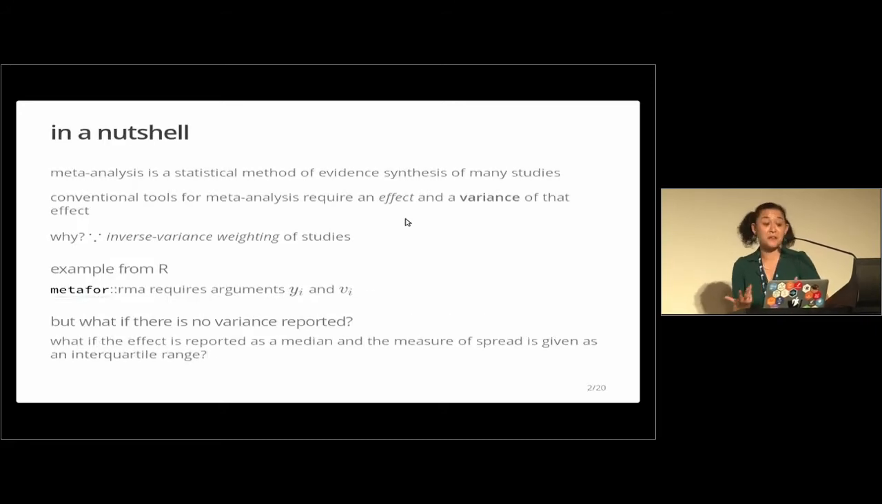So in a nutshell, what am I going to talk about? Meta-analysis is a statistical method of evidence synthesis of many studies, bringing together lots of studies. And conventional tools within meta-analysis require an effect and a variance of the effect. Why do the tools require this? Because of something called inverse variance weighting, as in we're weighting them by the inverse of the variance. We need the variance in order to weight the studies.